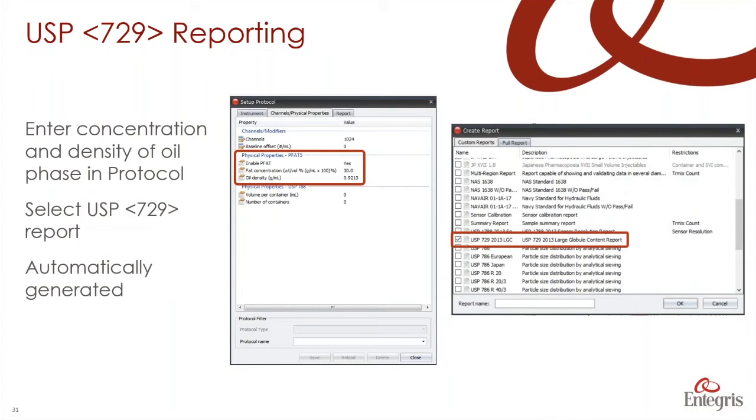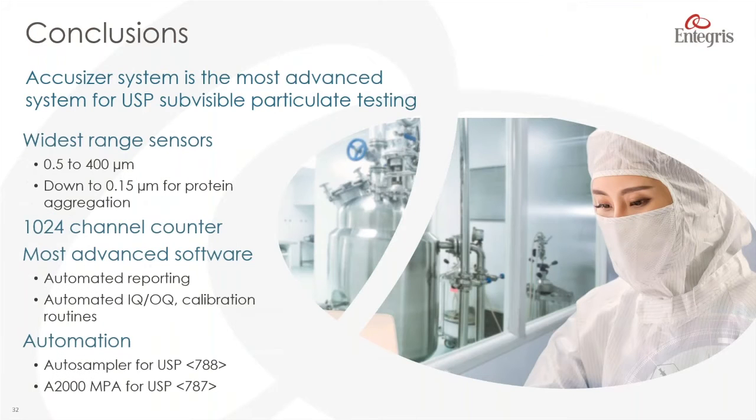Here's how we set up the protocols and automatic reporting. If we're going to do the automatic PFAT5 calculation, we need to enter the fat concentration in a weight volume, and we need to enter the oil density in order to accurately perform the calculations. Then on the third tab in the protocol, we choose USP 729 reporting, and we can automatically generate the reports on completion of the measurement.